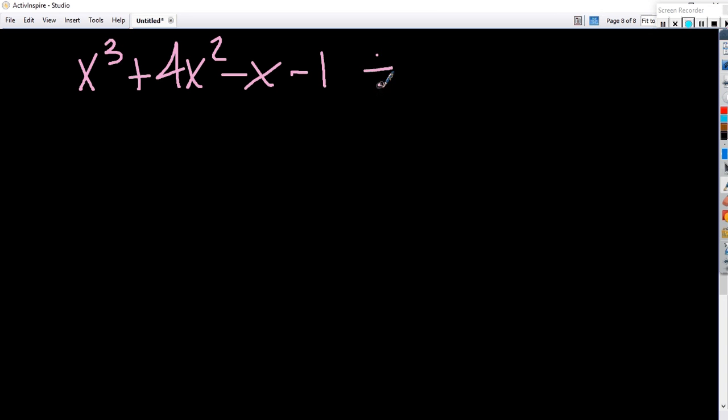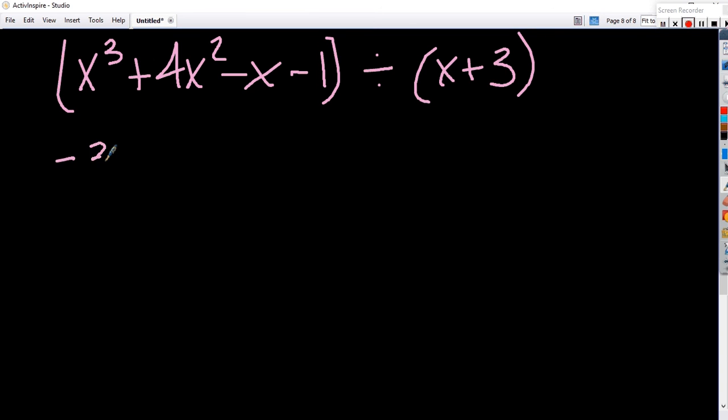Let's do one without a 1. Let's do x to the third plus 4x squared minus x minus 1 divided by x plus 3. Let's do this one together, and then I'll give you one we can do because they're quick. What goes on the outside? Negative 3.